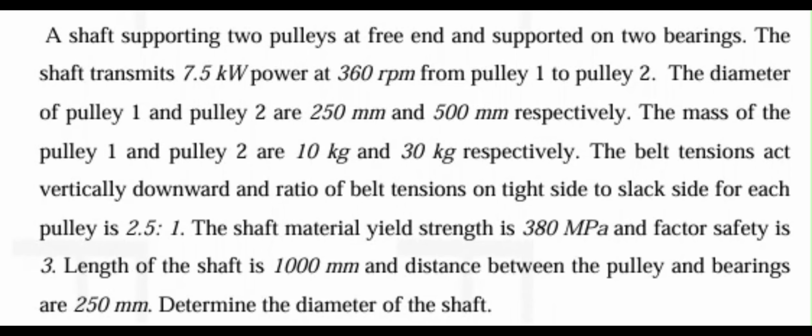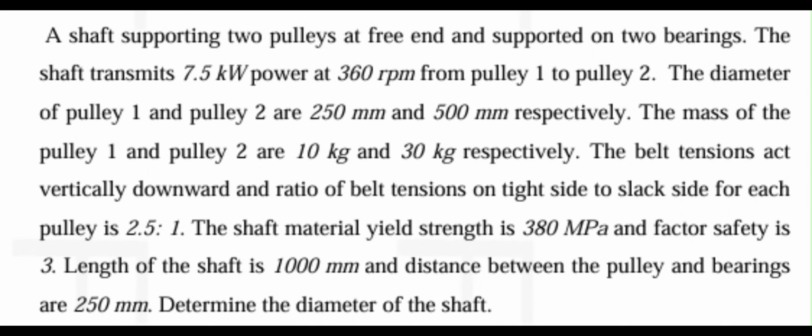The belt tension acts vertically downwards on both pulleys. Both pulleys will have a tension on the tight side and the slack side, and the belt tension ratio is the same for both pulleys, that is 2.5:1. The shaft material has a yield strength of 380 megapascal and the factor of safety is given as 3.